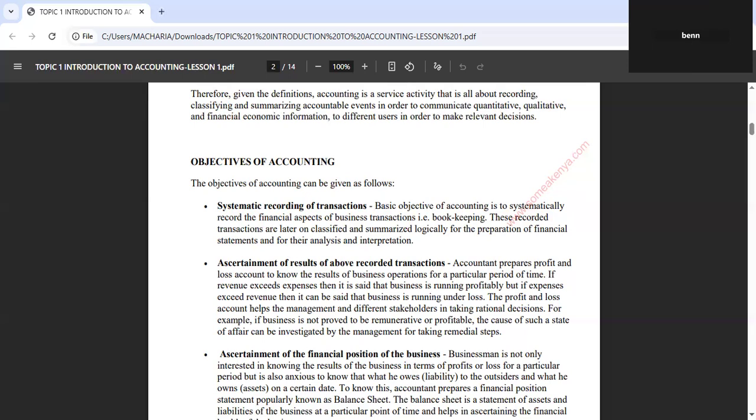And then we say that the second objective is ascertainment of results of above recorded transactions. Whatever you have recorded, can you make sense out of them by preparing some sort of financial statements? We say that the accountant prepares a profit and loss account to know the results of a business operation. You have recorded your transaction. How do you make the information meaningful such that the third user can be in a position to understand this information?